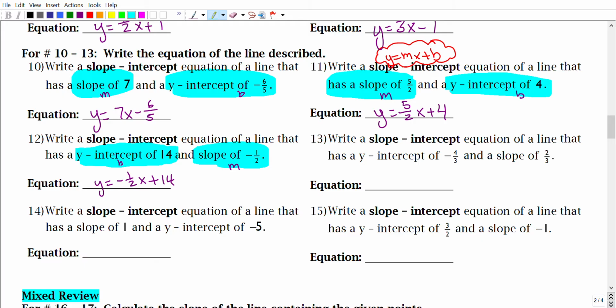Let's do number 13, and then you guys are going to do 14 and 15 on your own. So once again, write a slope-intercept equation. So once again, y equals mx plus b. And yet again, they're giving us our y-intercept first, and then our slope. So they gave us our b first, then our m. So we have y equals, our m is 2/3, x plus b, which in this case is -4/3. Okay, good. So what I want you guys to do is pause the video for a second and go ahead and try out number 14 and 15, and then we will verify your answers.